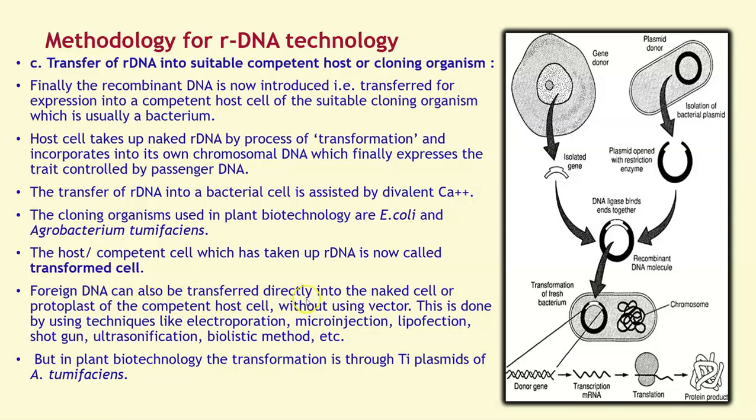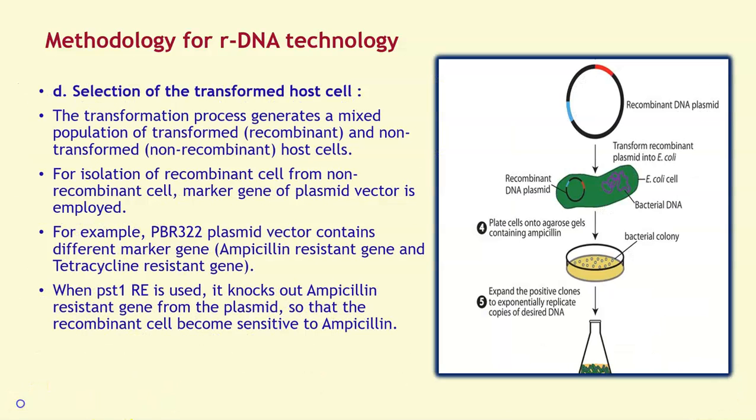Foreign DNA can also be transferred directly into the naked cells or the protoplasm of the competent host cell without using a vector. This is done by using techniques like electroporation, microinjection, lipofection, shotgun, ultrasonication, biolistic methods, etc. But in plant biotechnology, the transformation is through a Ti plasmid of Agrobacterium tumefaciens. So you can see here this donor gene can then, with the process of transcription and translation, produce the required protein.